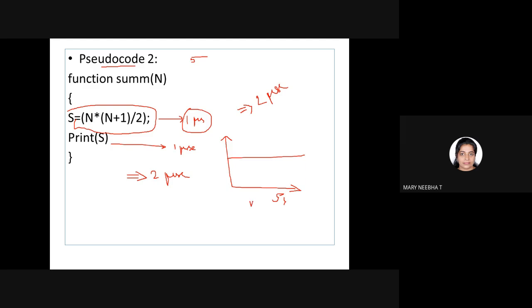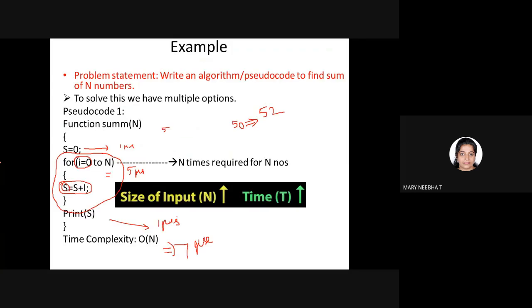If you take n here, and time on the y-axis, if the number is 2, it is 2 microseconds. If it is 10, 2 microseconds. If it is 50, 2 microseconds. Irrespective of the count, the time remains constant. But in the previous case, the time increased linearly.